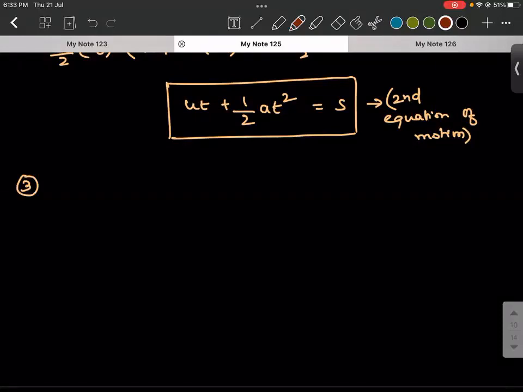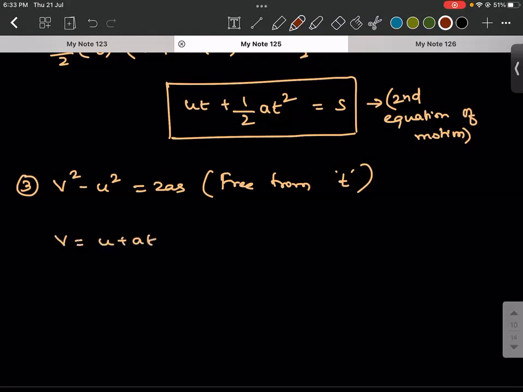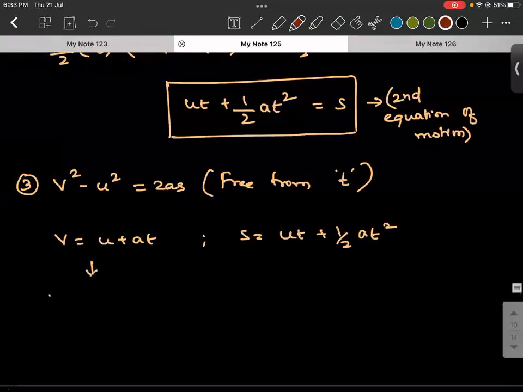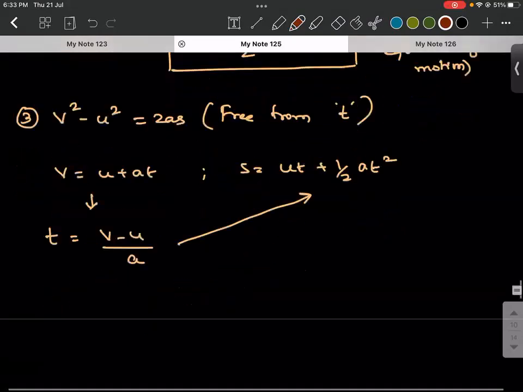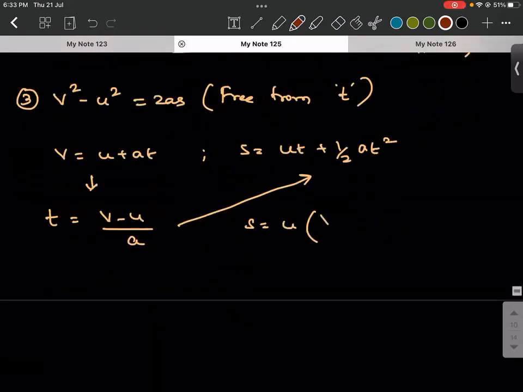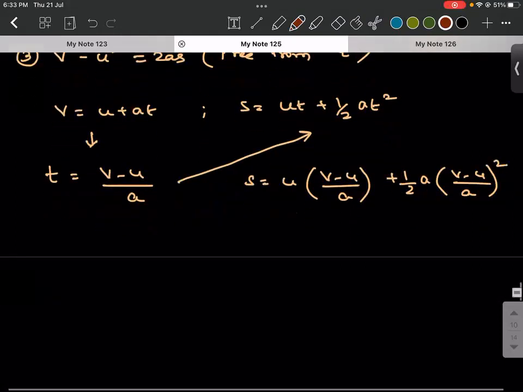And the third equation that we need to derive is v square minus u square is equal to 2as. If you observe this equation, this is free from the variable time. So using the first two equations, that is v is equal to u plus at and s is equal to ut plus half at square, we can derive the third equation. For that, from the first equation, I'll write t is equal to v minus u divided by a. I'll take this and substitute it here. Then s will be equal to u into v minus u divided by a plus half into a into v minus u divided by a the whole square.